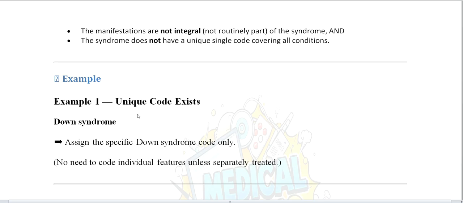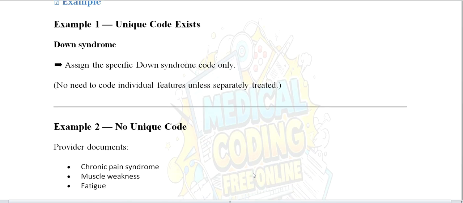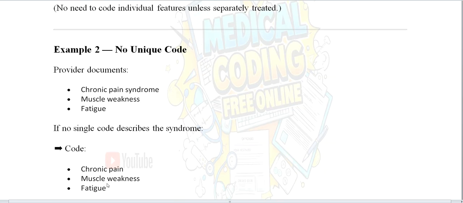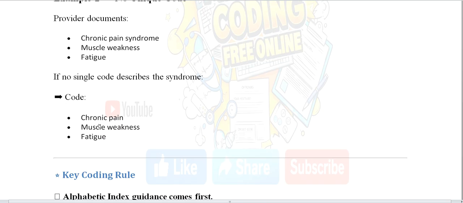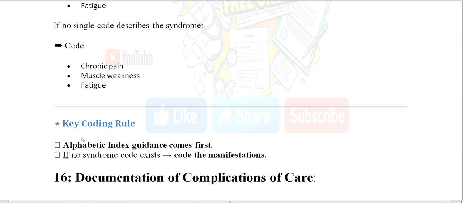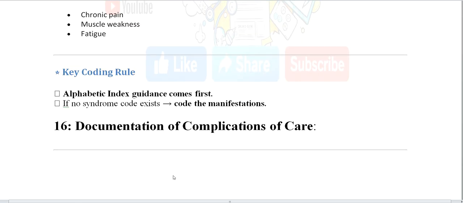For example, a unique code exists for Down syndrome. Assign the specific Down syndrome code only. No need to code individual features unless separately treated. Now, with no unique code: the provider documents chronic pain syndrome, muscle weakness, and fatigue. If no single code describes the syndrome, code chronic pain, muscle weakness, and fatigue. Key coding rule: alphabetic index guidance comes first. If no syndrome code exists, code the manifestations.